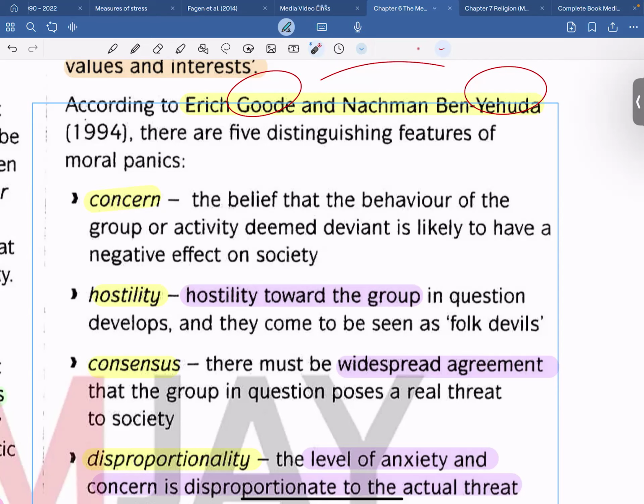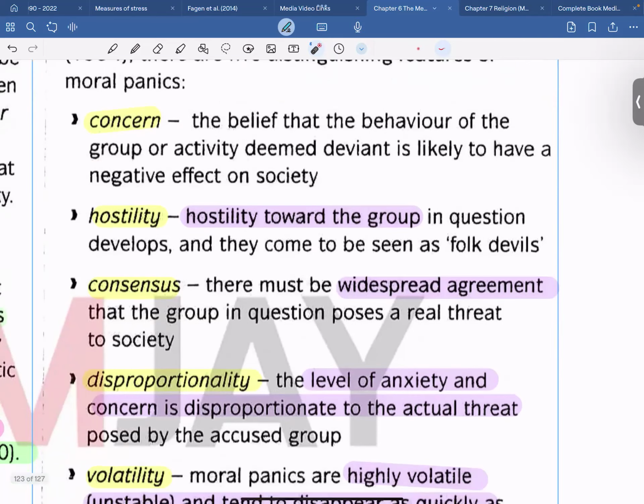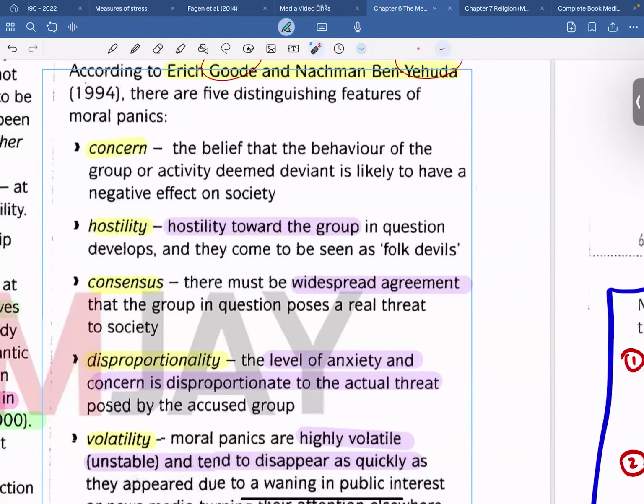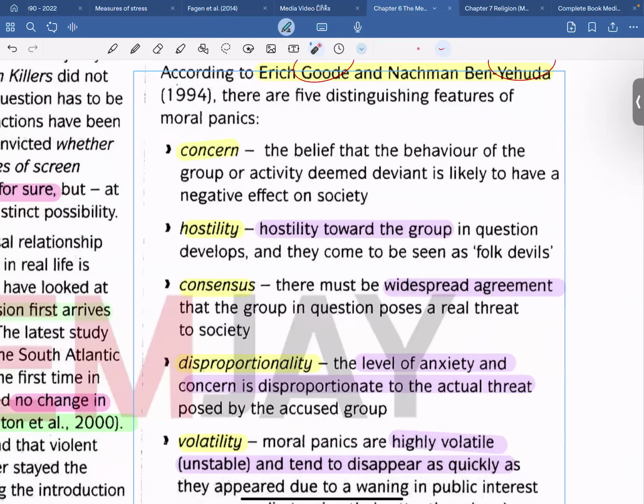Number two, while writing answers, you could put these references to use. According to Goode and Ben-Yehuda in 1994, there are 5 distinguishing features of moral panic. And what are these 5 features? Number 1, concern. Number 2, hostility. Number 3, consensus. Number 4, disproportionality. Number 5, volatility.